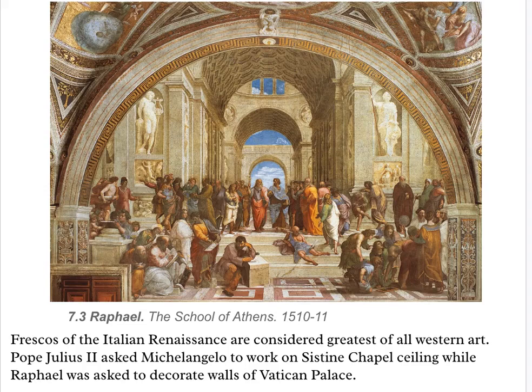And then I wanted to note what this slide says. Frescoes of the Italian Renaissance are considered the greatest of all Western art. Pope Julius II asked Michelangelo to work on the Sistine Chapel ceiling, which is a really famous work of art that's just kind of like an iconic thing of the Renaissance. And at the same time, Raphael was asked to decorate the walls of the Vatican Palace.